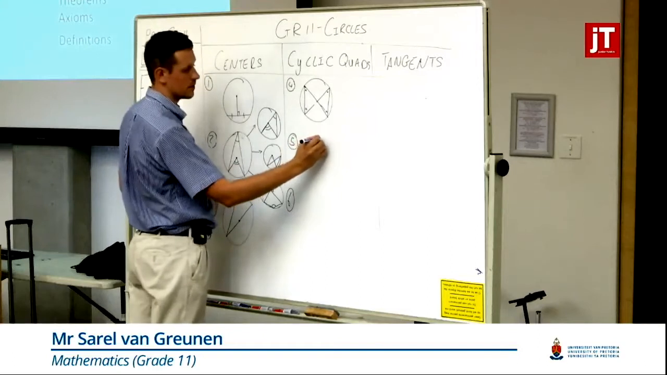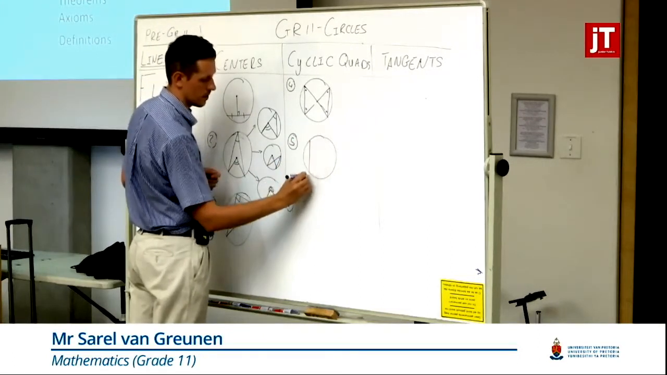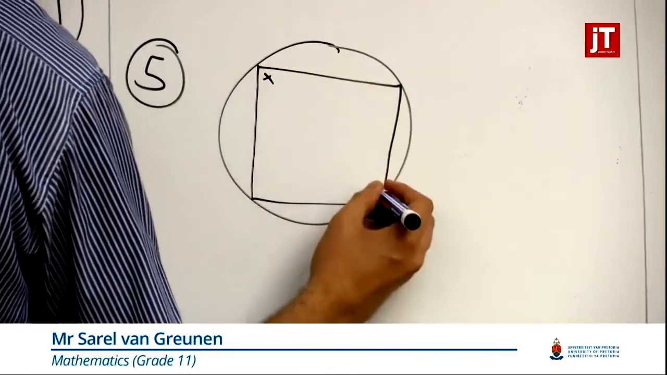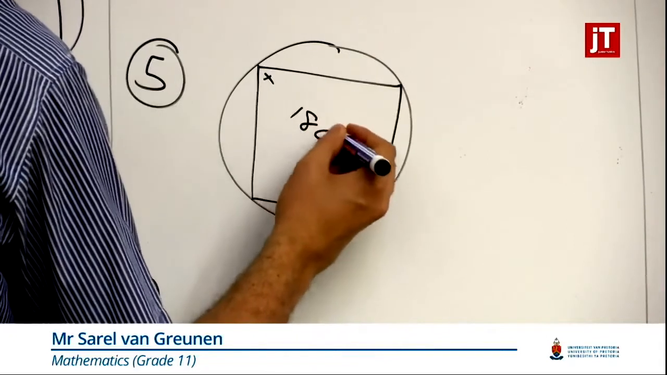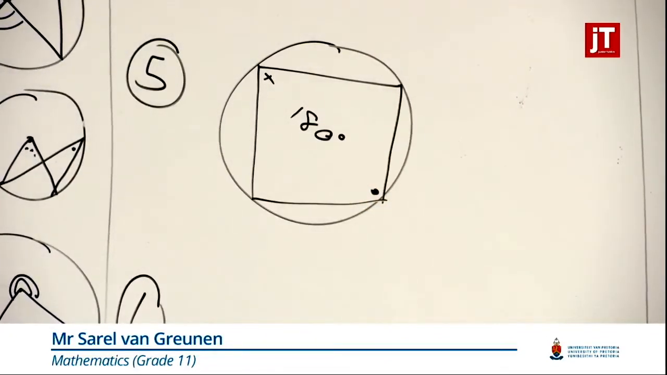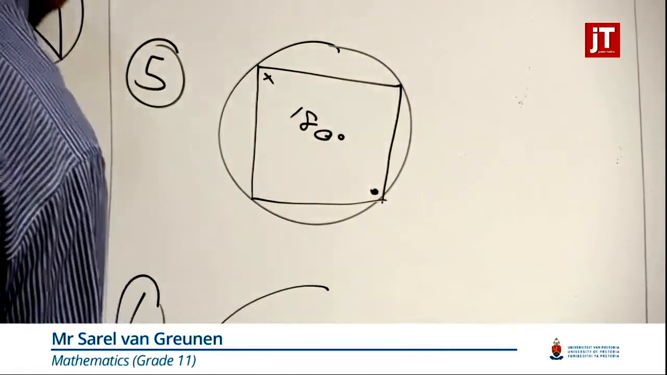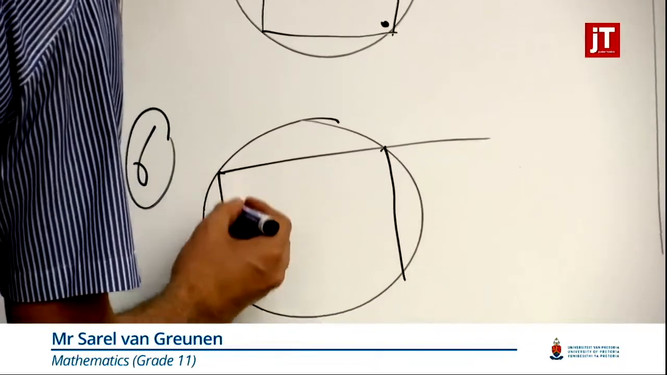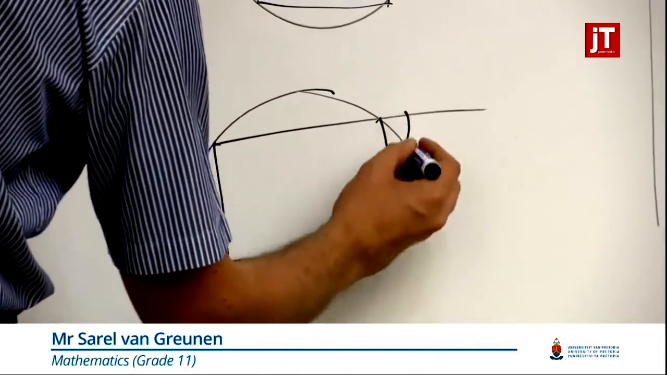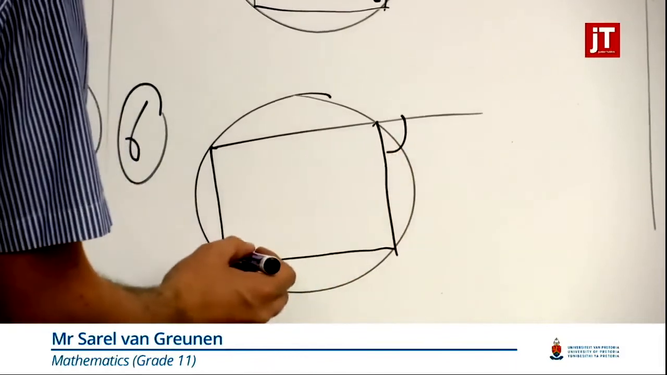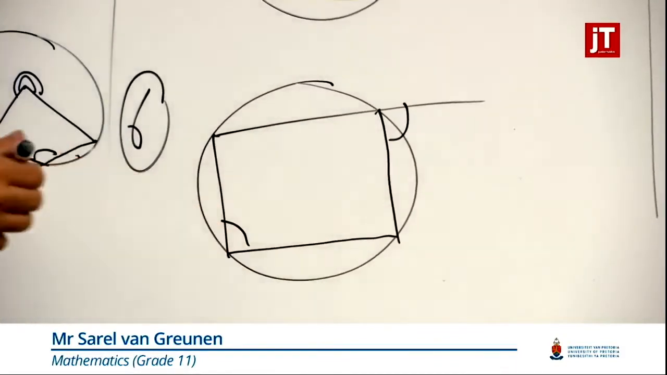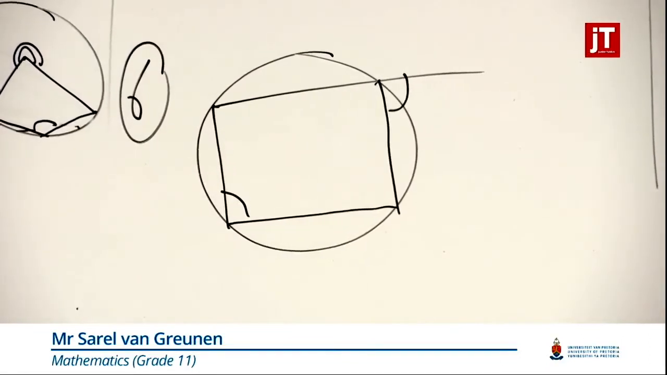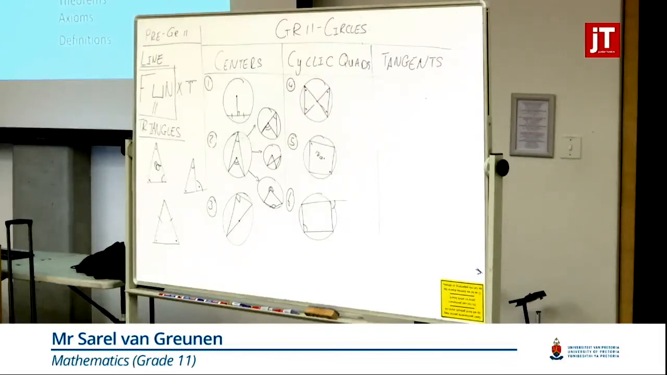Theorem 5. The opposite angles of a cyclic quad are supplementary. Theorem 6. The exterior angle of a cyclic quad is equal to the interior opposite angle. Again, a flag. Or the other way, however you are holding the flag, it must be a flag.